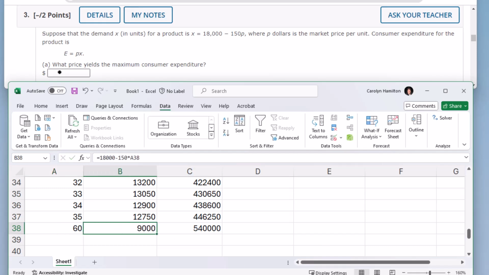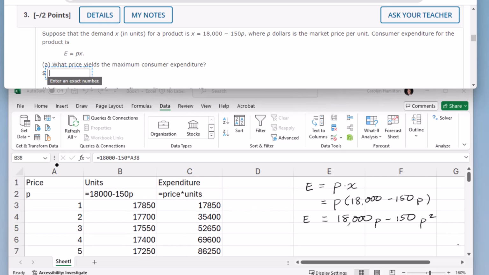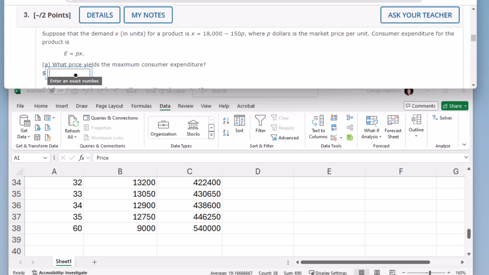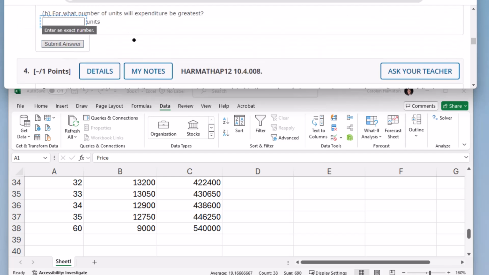Okay. What price yields the maximum expenditure? Price was this first column. Price of $60. For what number of units will the expenditure be greatest? 9,000.